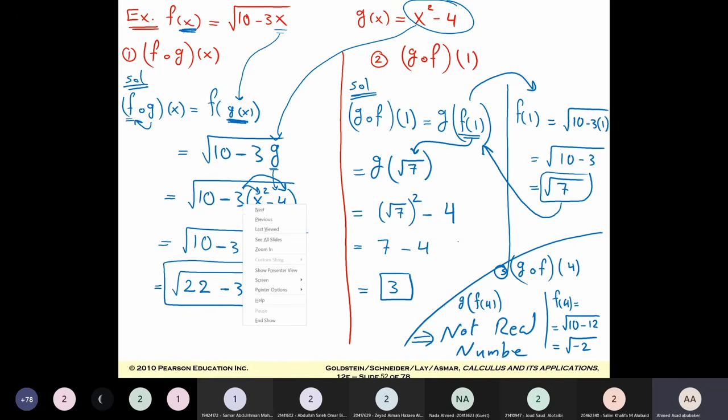Another example, because this is very important. The composition of functions, like the domain, is very important, and composition of functions is very important in this chapter. Okay, so another example for composition.